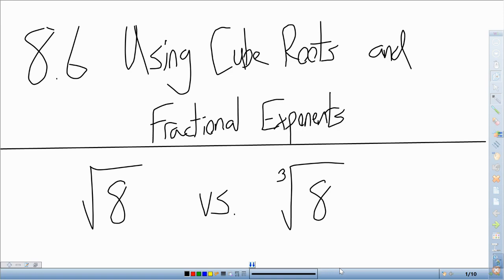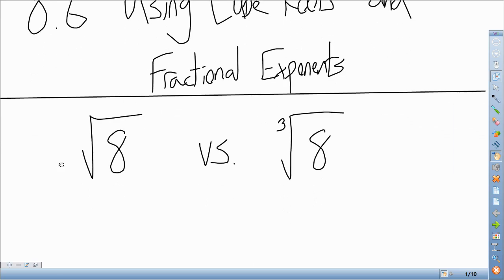Okay, so first things first, go ahead and get the title and get this first example here, and we'll compare the square root of 8 to the cube root of 8. So what's the difference between these two? Well, here's maybe the first thing to point out.